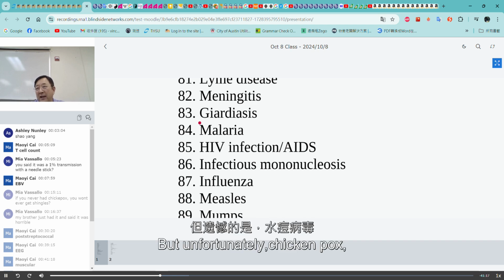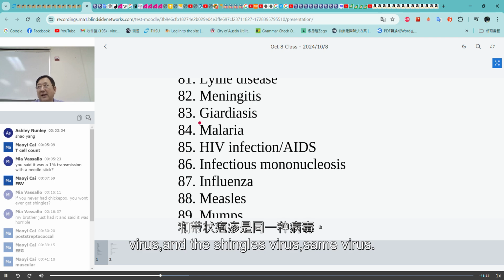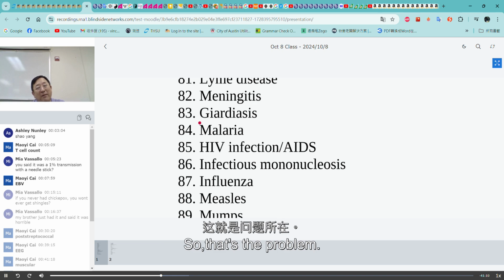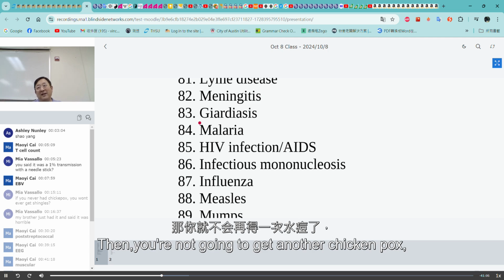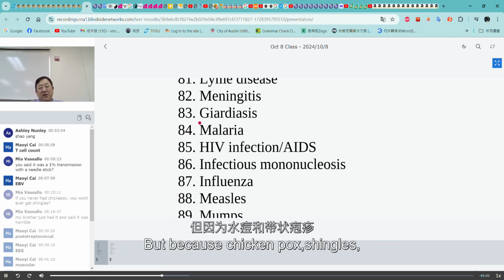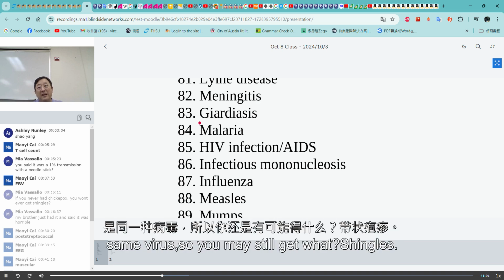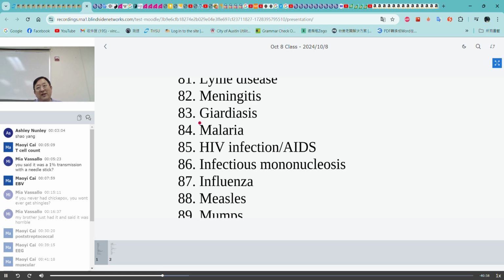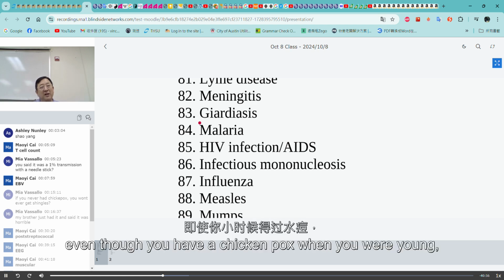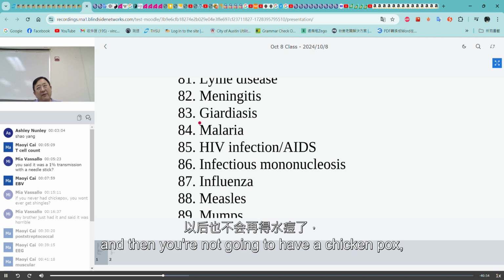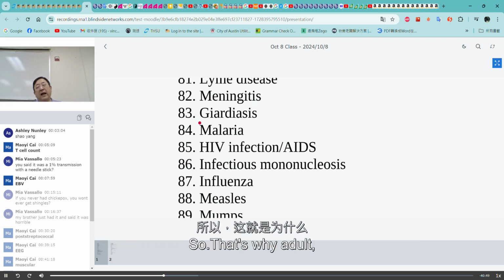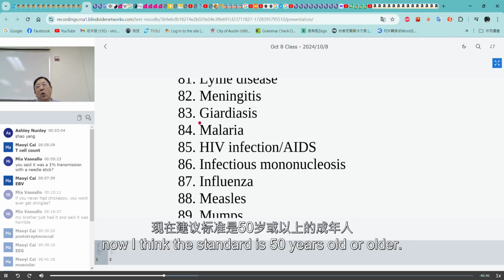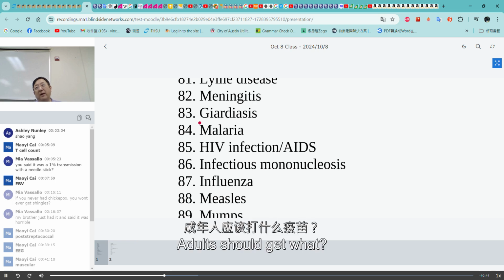But unfortunately, the chickenpox virus and the shingles virus are the same virus. That's the problem. If you get chickenpox and survive, you're not going to get another chickenpox the rest of your life, but because it's the same virus, you may still get shingles. When you grow older, even though you had chickenpox when you were young, you still have a chance to get shingles. So now I think the standard is that adults 50 years old or older should get the shingles vaccine.